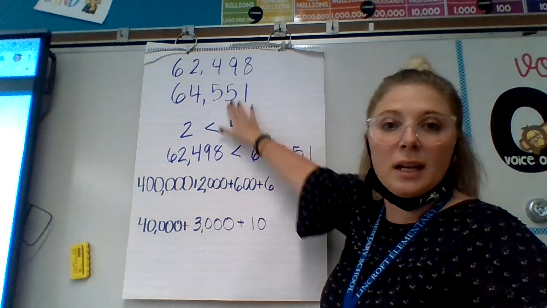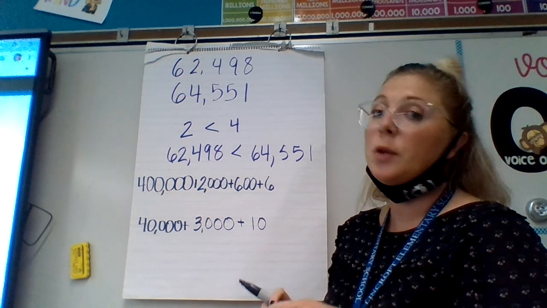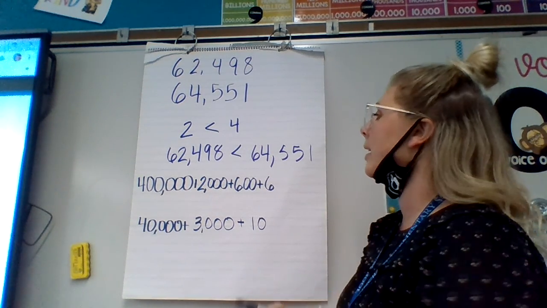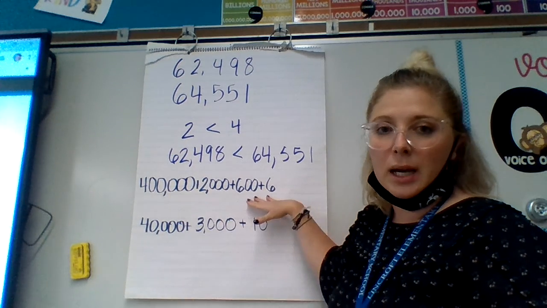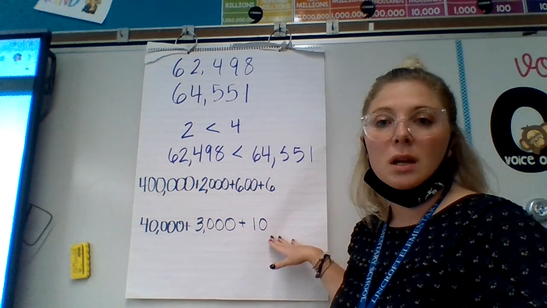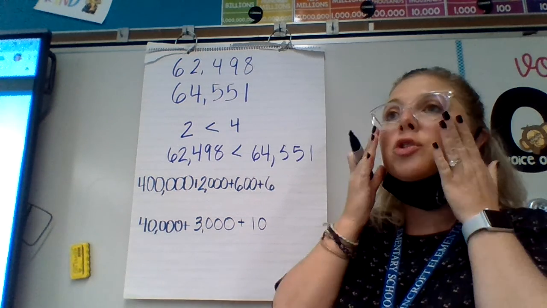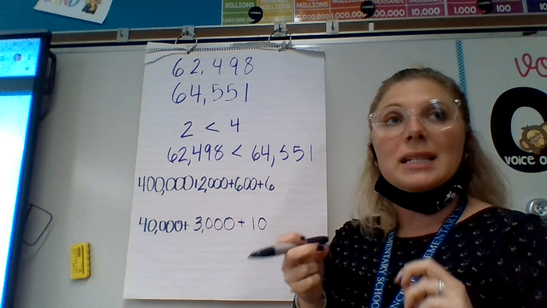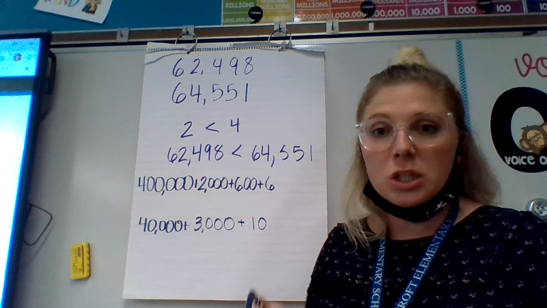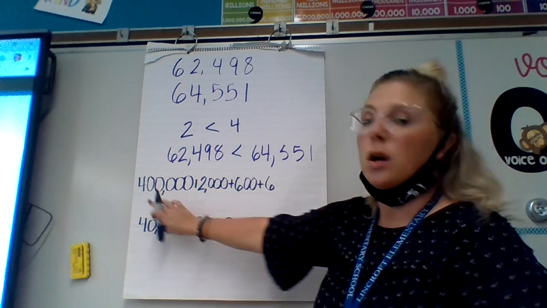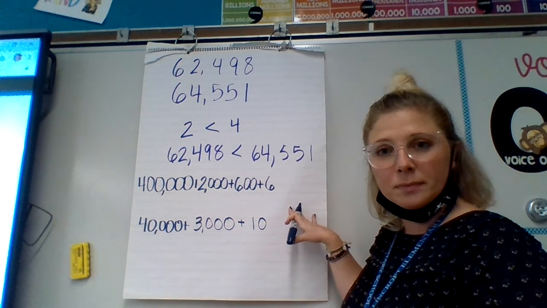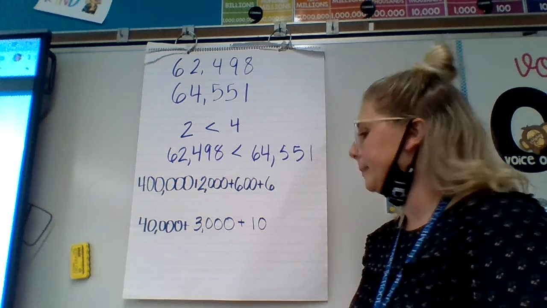Okay, let's take a look at this one. You should have written this out in your notebook. You can pause it and make sure you write it. Let's pause now and write these two numbers in expanded form. Remember, expanded form stretches out those numbers to help us see how much each digit is worth. Pause me right now and write these numbers.